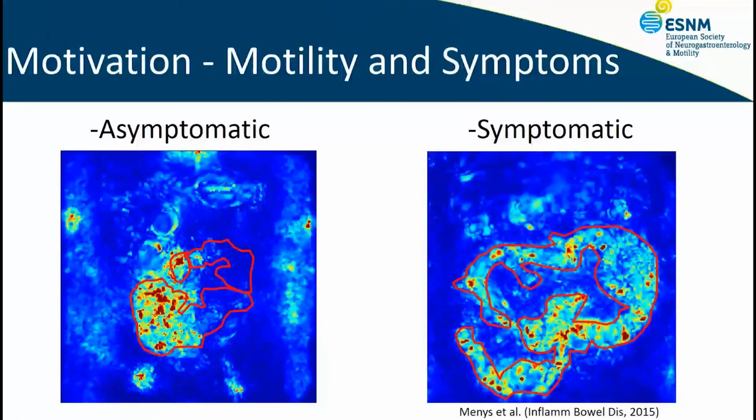So the motivation for the study came from an IBD study from Menace et al., where there were generally two examples of patients with high spatial variation in the left-hand image. As you can see, in the left-hand part of the small bowel ROI, there's a lot of motility occurring, and in the right-hand side, there is no motility. And patients with this seem to be more asymptomatic, and then the right-hand image is a more symptomatic patient, which had consistent motility, so low spatial variation.